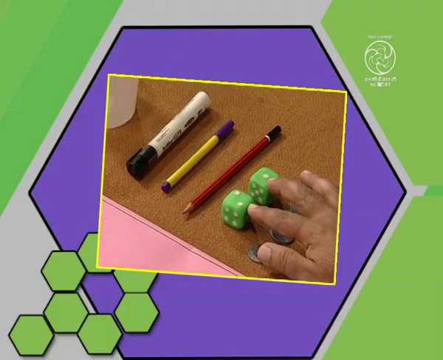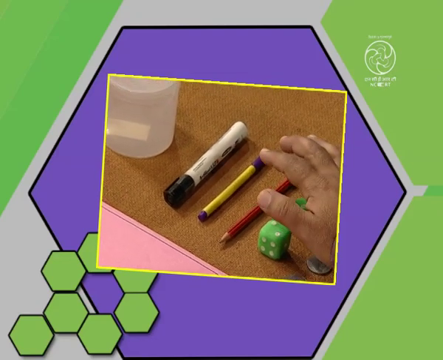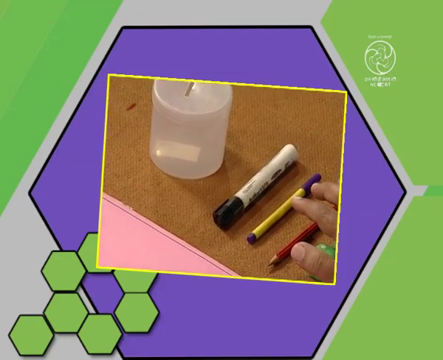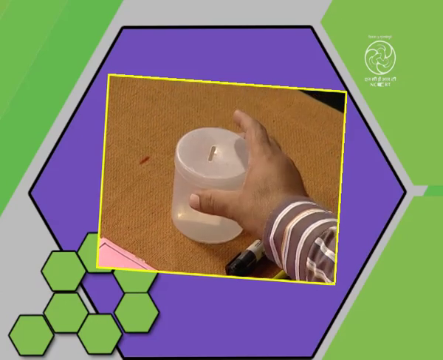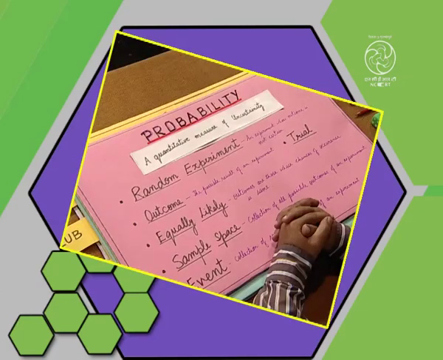Material required: 3 coins of the same denomination, 2 identical dice, a pencil, a sketch pen, a marker, a cylindrical jar, and chart papers and various charts.